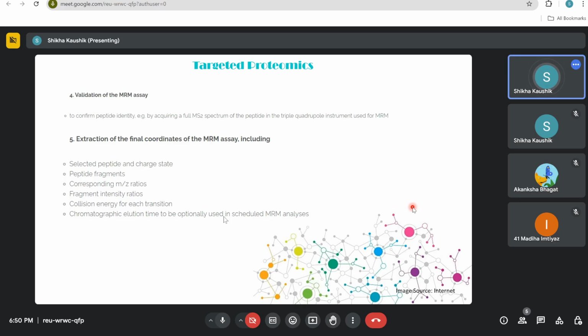Then extraction of final coordinate of mRNA include selected peptide and charge state, peptide fragmentation, corresponding mass to charge ratios, fragment intensity ratio, collision energy for each transition, chromatographic elution time to be optimally used in scheduling SRM और MRM एनालिसिस. सो बेसिकली इसमें क्या कर रहा है कि हर चीज आप सेलेक्ट करते हो, हर चीज आप देख के रखते हो पहले से कि आपने कौन सा पेप्टाइड लिया है, उसका चार्ज स्टेट क्या है, उसके फ्रेगमेंट्स क्या क्या बनेंगे, उसका मास टू चार्ज रेशो क्या होगा उन फ्रेगमेंट्स का.